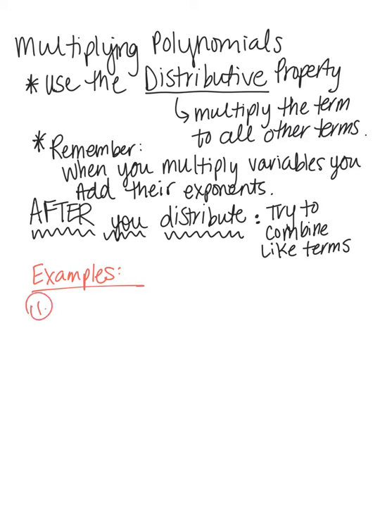Let's say we had the polynomial 3x squared, and we're going to multiply it by 5x cubed plus 3x squared minus 4x plus 1. So what I'm going to do is distribute this 3x squared to every other term in the polynomial. So I multiply 3 times 5 gives me 15. When I multiply x squared times x cubed, remember I'm going to add their exponents, so it's going to be an x to the 5th.